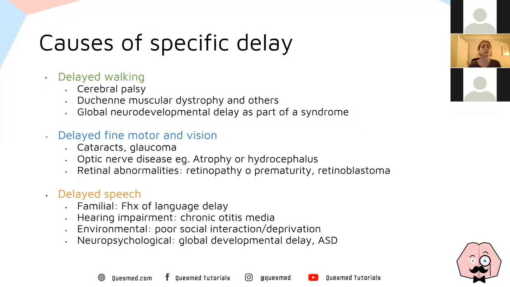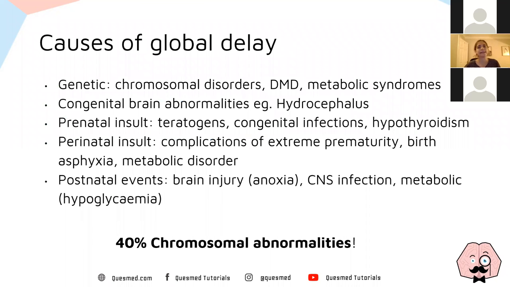And then we're going a bit more down the neuropsychological route if this happens, especially if a child is developing pretty well otherwise. Now, in terms of global delay, it becomes a little bit more complicated because it could be so many things, but really it boils down to genetic conditions, especially chromosomal disorders. 40% of all global delay is due to chromosomal abnormalities.